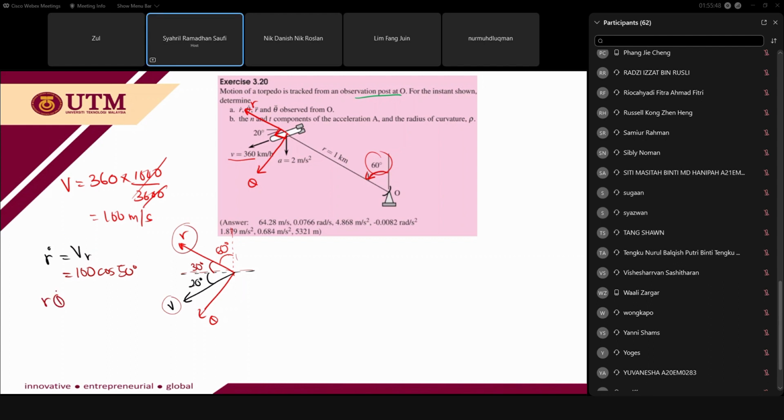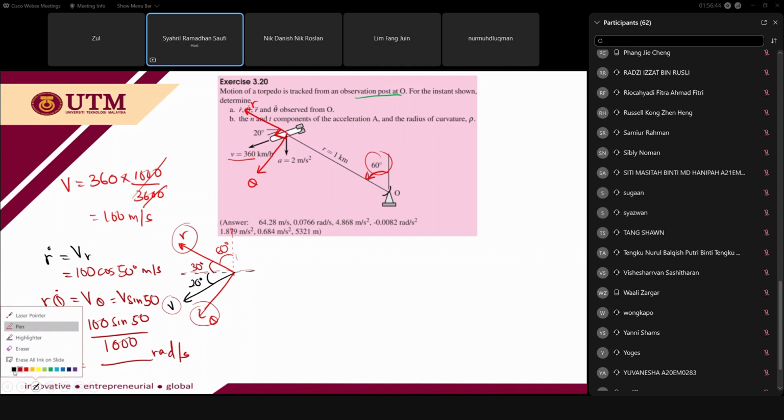And then you have R theta dot is equal to V theta. So V theta here is actually V sine 50. So your R is 1000, so theta dot is equal to 100 sine 50 over 1000. Then you get your theta dot, radian per second. This one is meter per second. So this V theta is positive because it follows this direction of theta, theta axis. Okay, then we go on to theta double dot and R double dot.